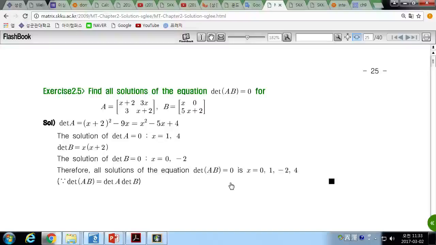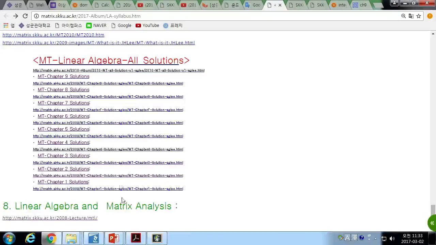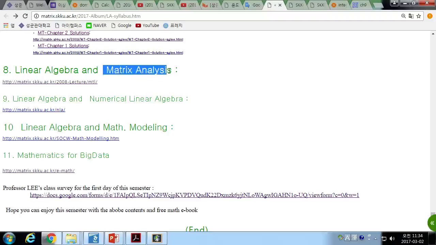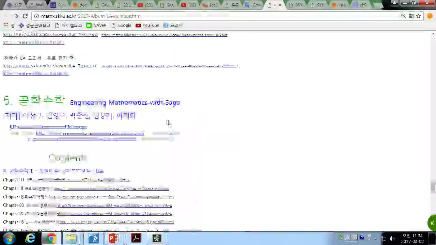So when you study linear algebra, if you want more interesting and hard problems, and if you face difficulty solving those problems, then this will be a good resource. It has almost all problems and solutions of the second course from all chapters. And matrix analysis and numerical linear algebra are the basic background for mathematical modeling and the study of big data or data sciences. So these all start from linear algebra.